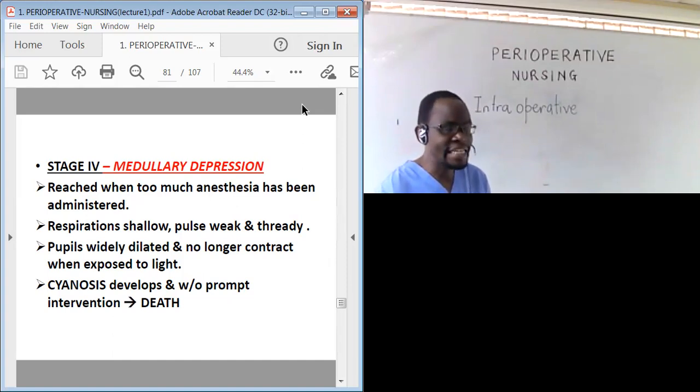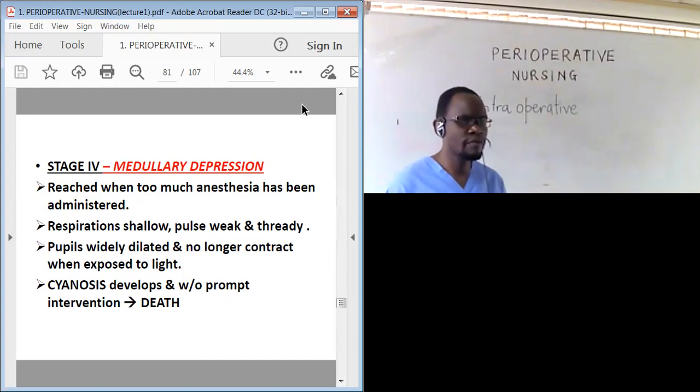So at this point, it is very important for the surgeon to stop, and then the anesthesiologist takes over to rejuvenate this patient. Yeah, and if this patient has been rejuvenated, then the surgery can continue. So medullary depression is not good.